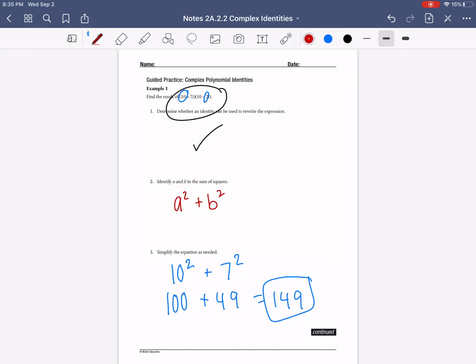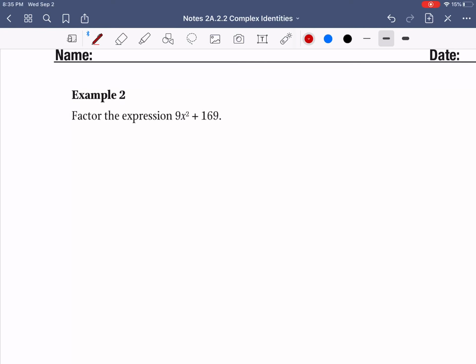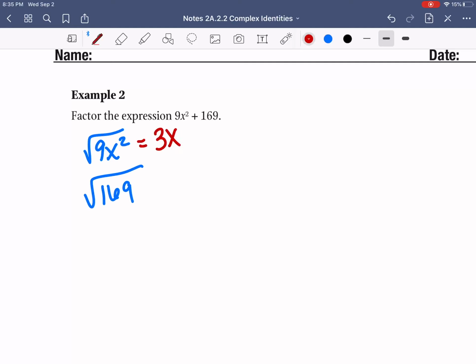Okay, so let's go do our one example of this. So example 2 on page, I guess 49, I said. All right, so it is a sum of squares. So it has a sum, and both of these numbers are what we call perfect squares. So what we have to do is take the square root of each piece, so the square root of 9x squared and the square root of 169. The square root of 9x squared is 3x because the square root of 9 is 3, the square root of x squared is x, and the square root of 169 is 13. Okay, so you square root each piece.